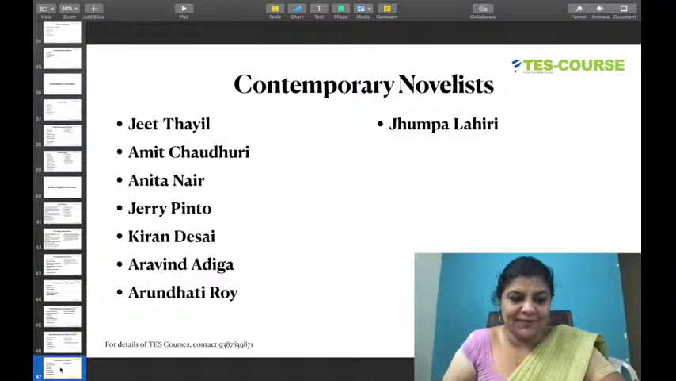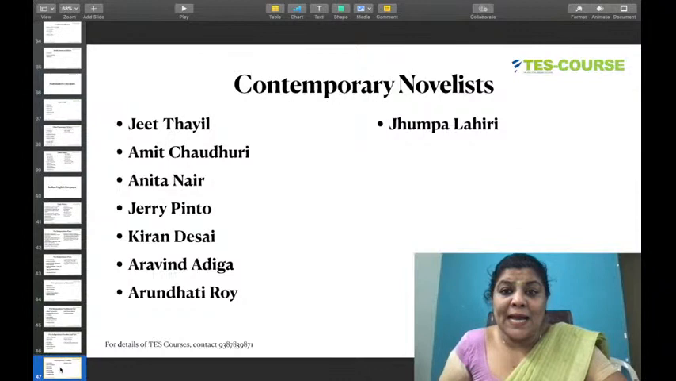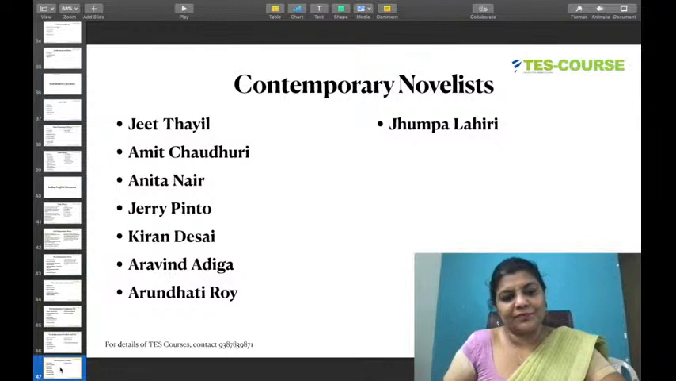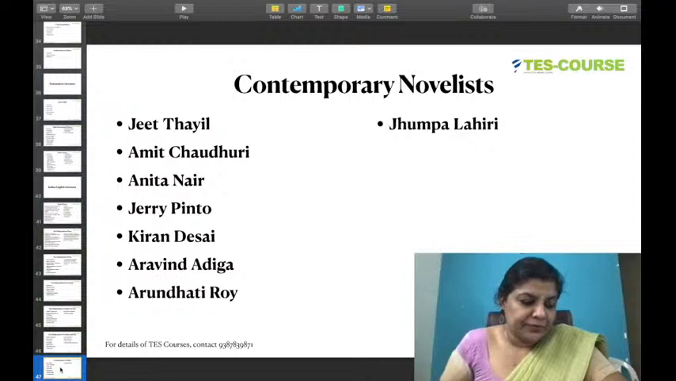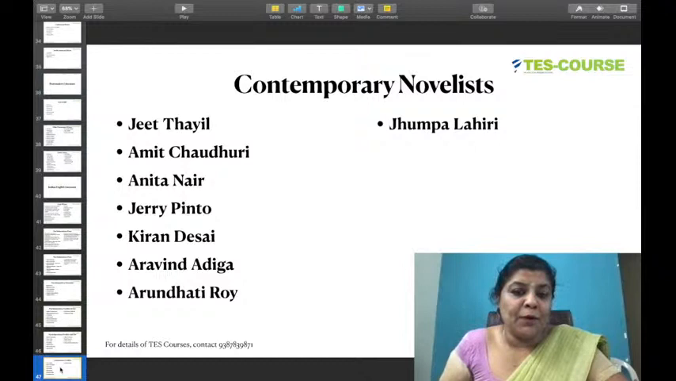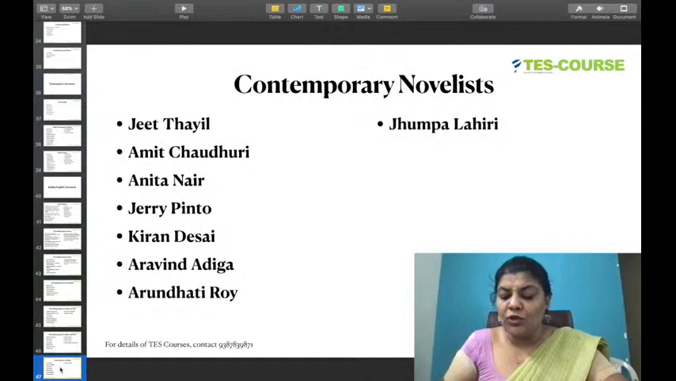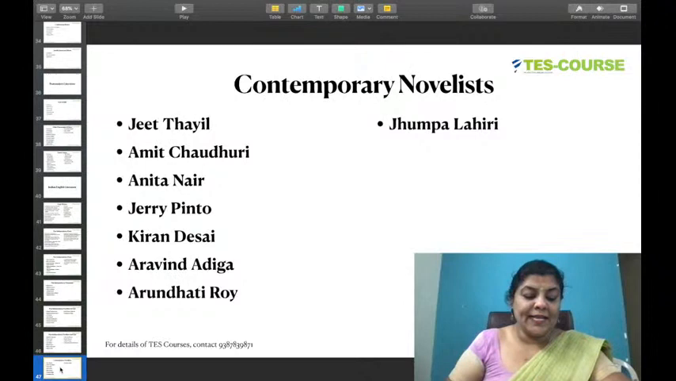Who wrote The Last Man in Tower? Last Man in Tower is by Aravind Adiga. Who is the author of Em and the Big Hoom? It is Jerry Pinto. Who created a character called Anjum? It is Arundhati Roy in the book The Ministry of Utmost Happiness. Who is the author of Ladies Coupe? It is Anita Nair.